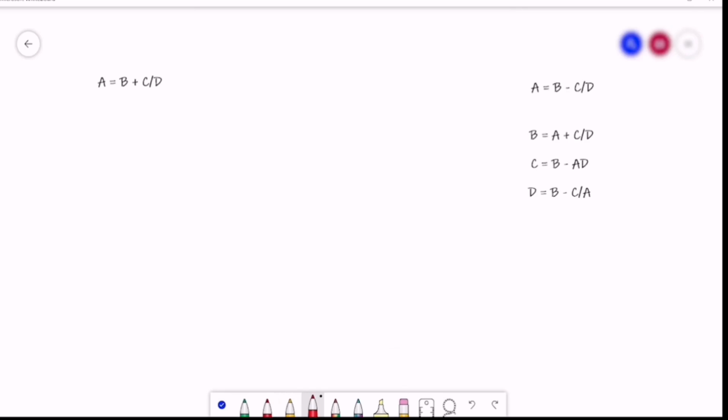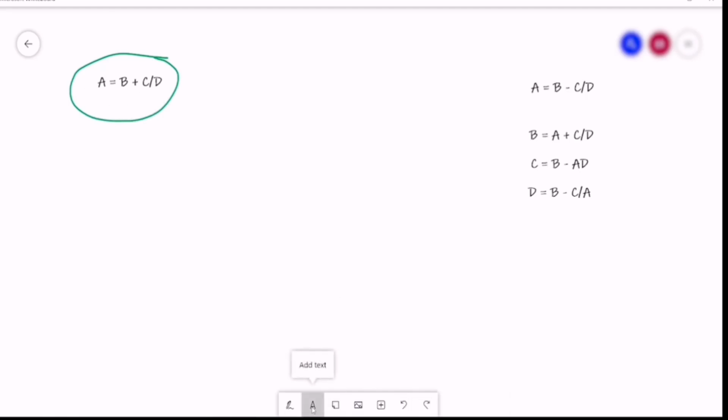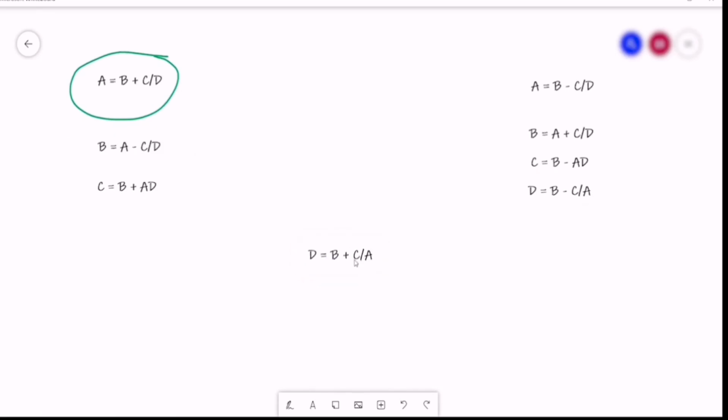Now let us move on to this formula you see right here. Whenever one of the terms is missing in this type of formula, the resulting formula's counterpart would be: whenever B is missing, we would have the formula A minus C over D. Whenever C is missing, we would have the formula B plus AD. And whenever D is missing, we would have the formula B plus C over A. There's only an opposite of those other counterparts in these formulas.